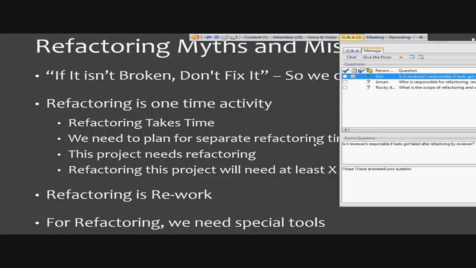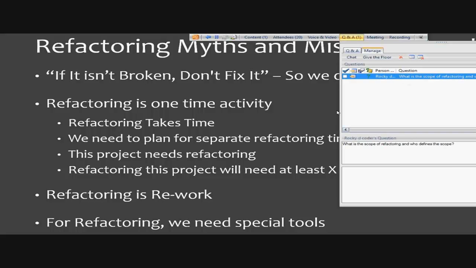And mostly in my area or in my team, that's how we practice code reviews. Who is responsible for refactoring, reviewer or developer? Again, the same question. So reviewers, guys, the reviewer is there as a friend and not the code author.